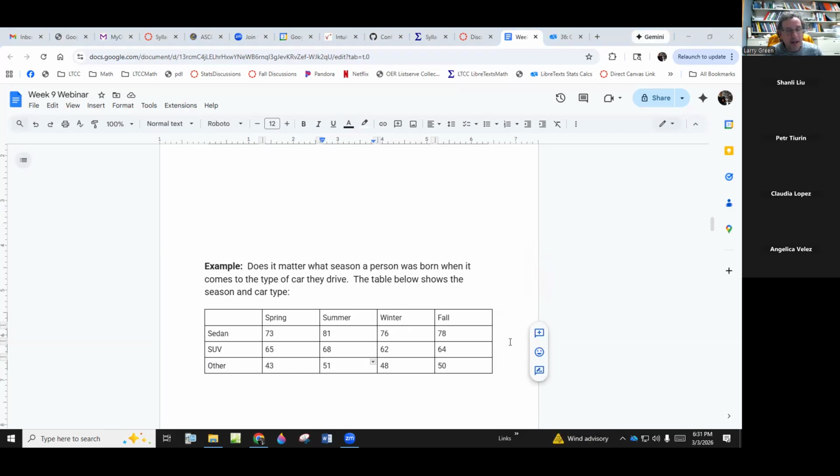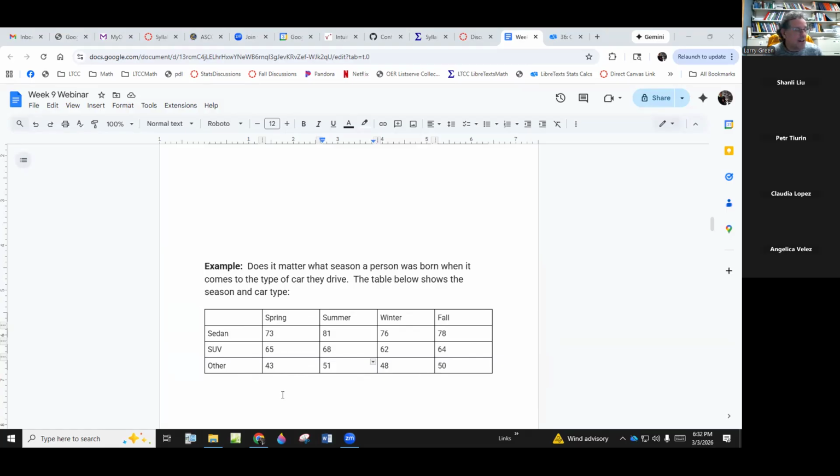Then you have another population that you don't know its distribution. You take a sample and you compare it. That's not what this is. We don't know any distribution here. We're not comparing two populations. What we're looking at is two survey questions. One survey question is, what season were you born in? The other survey question is, what kind of car do you drive? Do you see that?